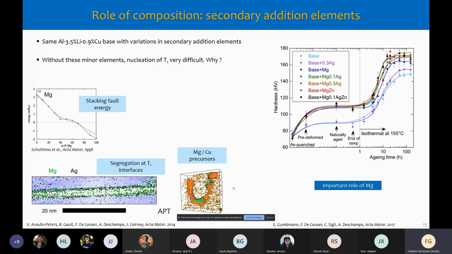If you prepare those samples with the same aluminum, copper, lithium base and you vary the minor elements, so we're really speaking about secondary addition elements, mostly 0.3% of silver as compared to about 4% of lithium. So that's really not a lot. You see that it actually changes a lot. There's essentially two groups. One is without mag and one is with mag. So there's really a very important role of magnesium.